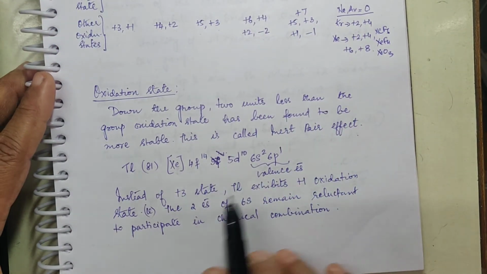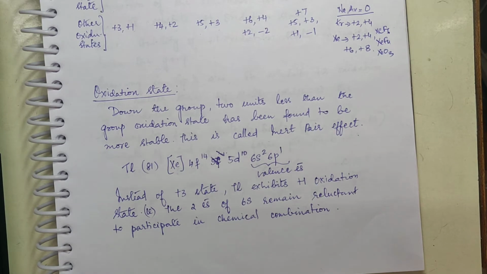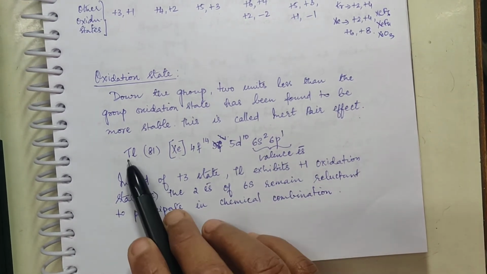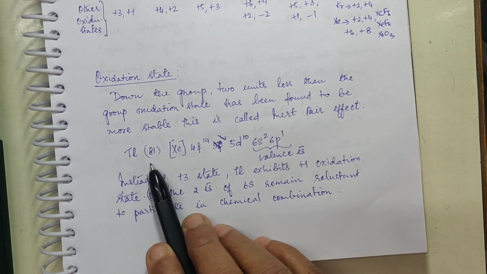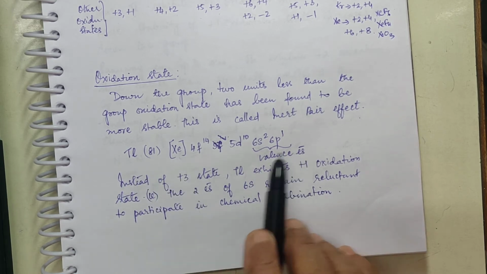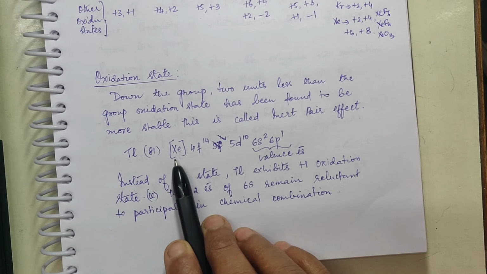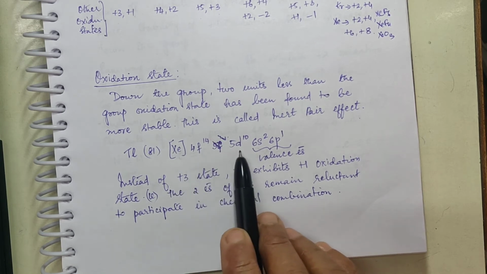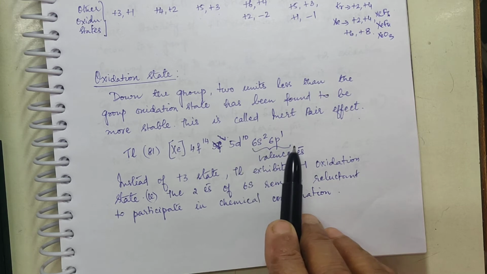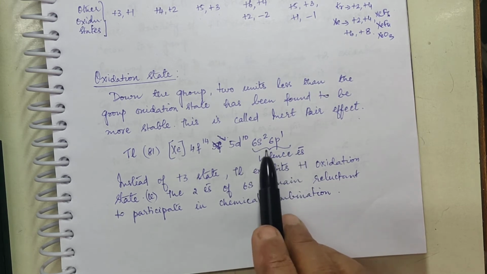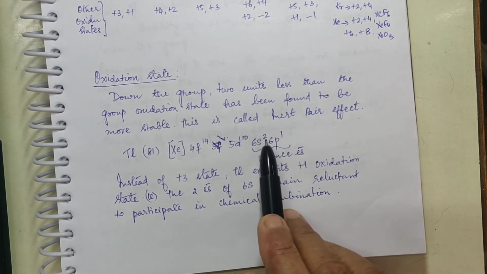Now let us see further with respect to thallium. This is a 13th group element, the atomic number is 81 and the configuration is xenon, then 4f14, 5d10, 6s2, 6p1. So this is the outermost electronic configuration, 6s2, 6p1, right? Now here the number of valence electrons is 3, 2 plus 1, 3.